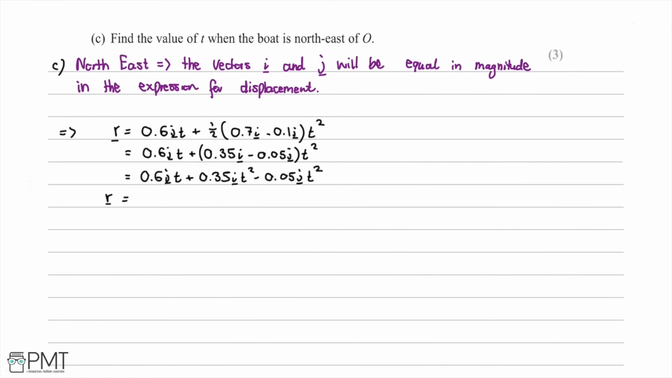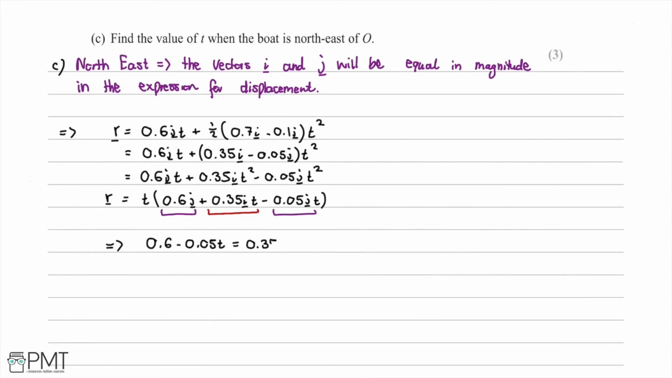So then remember, this is still our vector for displacement. We're going to take out a common factor of t, and that's going to leave us with 0.6j plus 0.35i multiplied by just t, because we've taken the common factor out, and then again we're going to have minus 0.05j multiplied by t. And now what we can do is set our i components equal to our j components. So we take our j components and set them equal to the i component: 0.6 minus 0.05t is equal to 0.35t. We'll just write in that this side is our j component and this side is our i component. Then we're going to solve this for t.